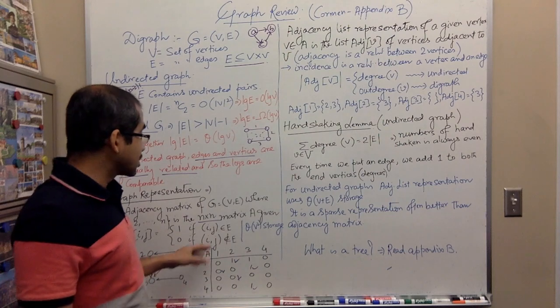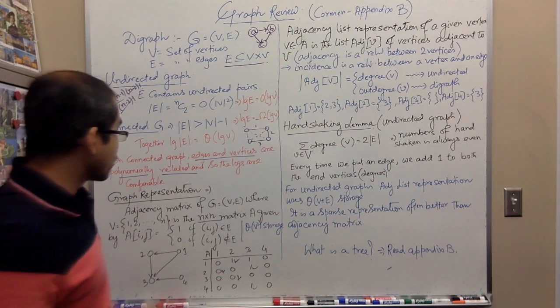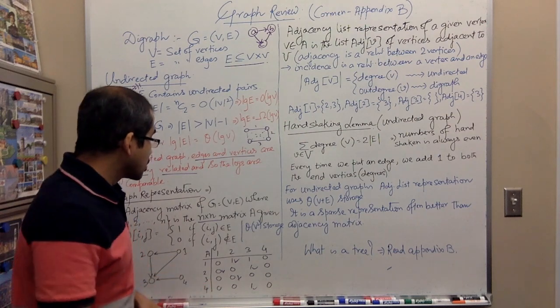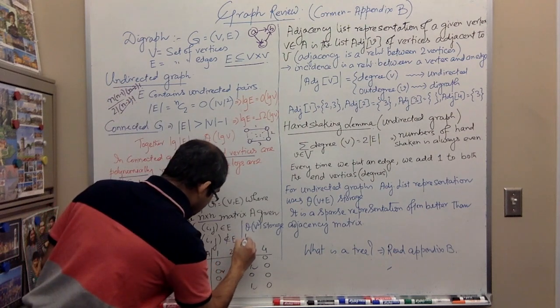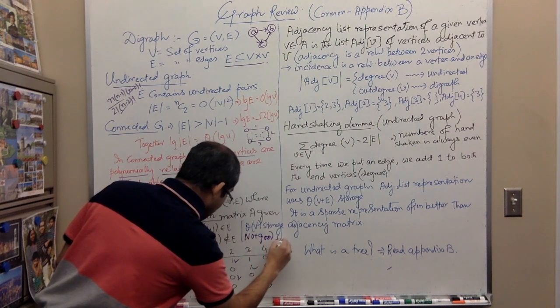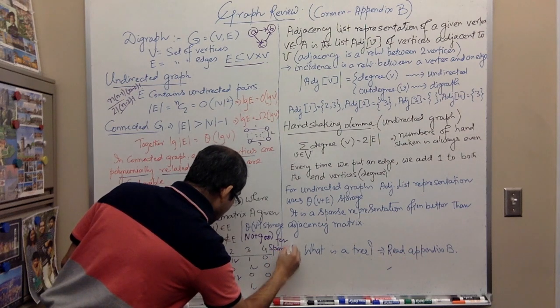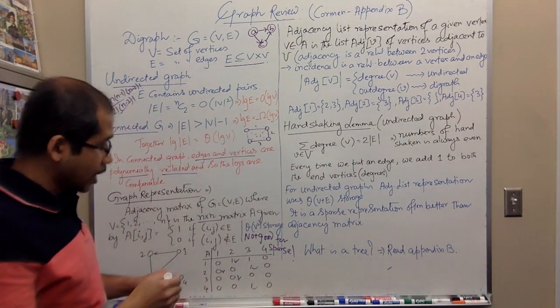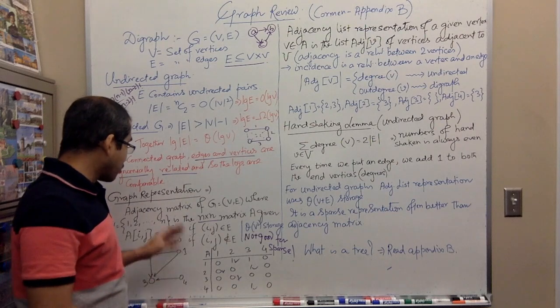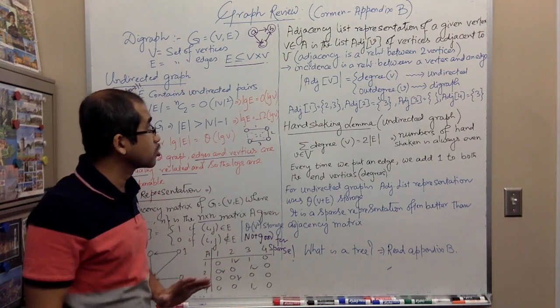So the scientists thought about how to do some better representation of graphs instead of going for theta V square storage. So this is not good for sparse graphs. If it's a dense graph, that means it has more edges, then this is a better representation. But for a sparse graph, it's just an absolute no.